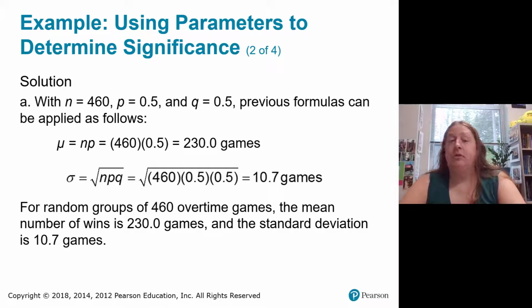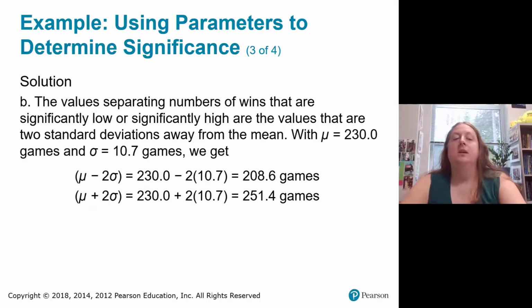So for random groups of 460 overtime games, the mean number of wins is 230 games, and the standard deviation is 10.7 games. So now we can use our range rule of thumb. Our range rule of thumb says take the mean, subtract 2 standard deviations. So I do 230 minus 2 times 10.7, and I get 208.6 games. Similarly, the range rule of thumb says take the mean, add 2 standard deviations. Doing that, I get 230 plus 2 times 10.7, which is 251.4.